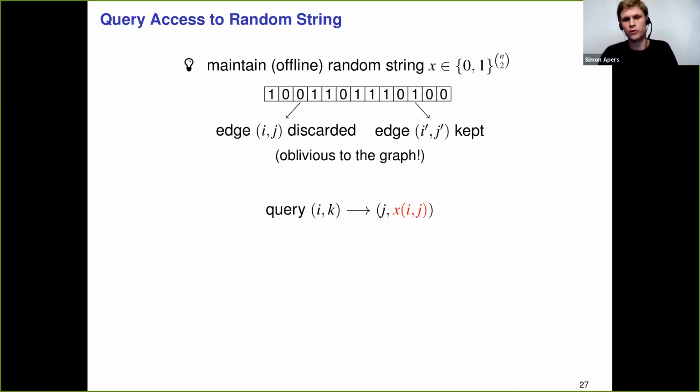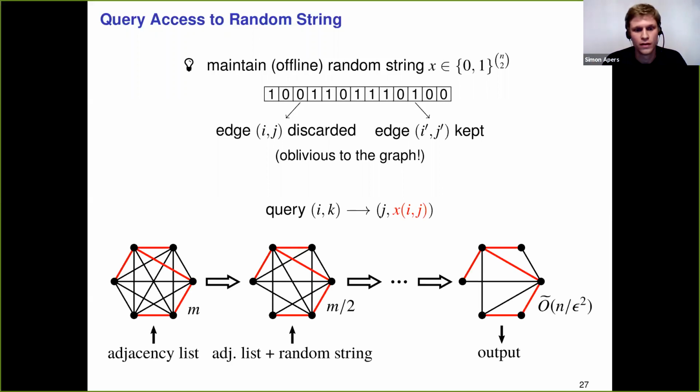And then whenever we do a query, again of the form ik, we receive a neighbor j. What we do is we check with this offline random string whether this edge should still be present or not. And as it turns out, this suffices basically to implement our quantum algorithms. So now we get the following picture. The initial graph is described by the adjacency list. After a single iteration, we're going to query both the adjacency list and this random string. And this is going to tell us which edges are still present and which ones are no longer present.